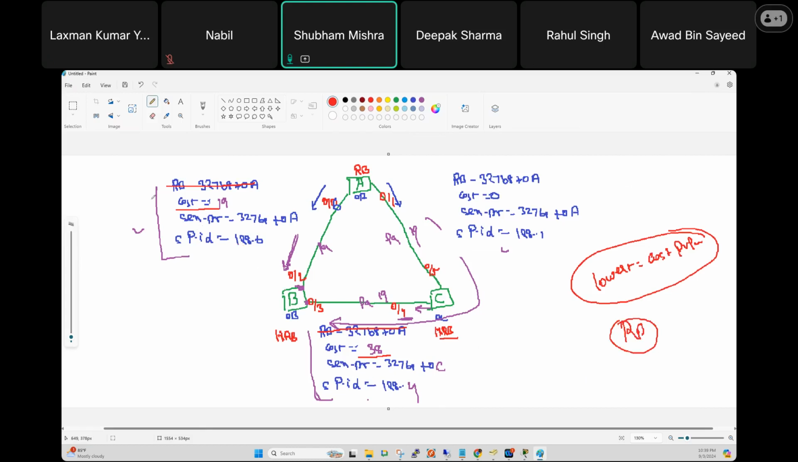So when you compare both BPDUs, you will get that this BPDU is better. Why? Because the cost is lower on this interface. Understand? So it means on this interface, switch number B is receiving the better BPDU. It means this port will become the root port. Clear, everyone? I hope you understand.